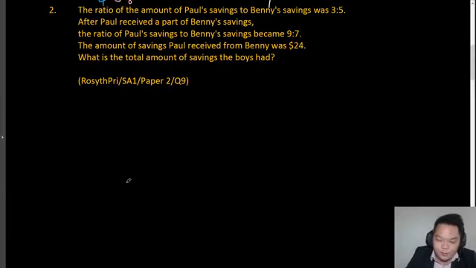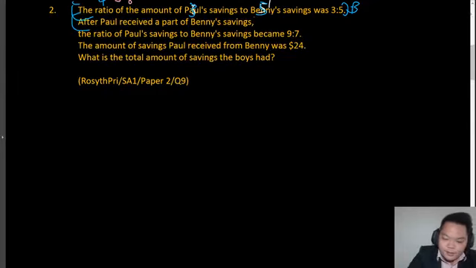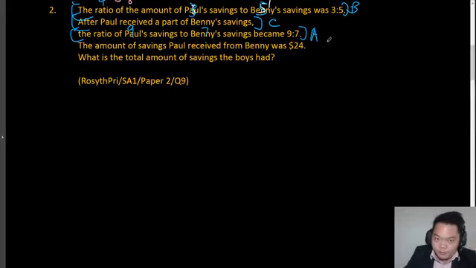So for number 2, the ratio of the amount of Paul's savings to Benny's savings was 3:5. Okay, let me use blue for this. So this was before anything happened. I have 5 questions, so I may overrun a bit. After Paul received part of Benny's savings, this is the change. The ratio of Paul's savings to Benny's savings became 9:7. And this is your after.